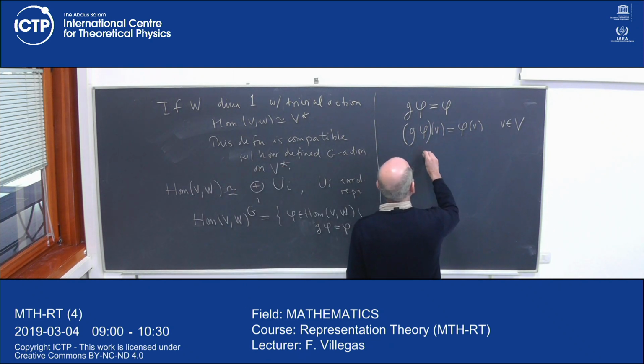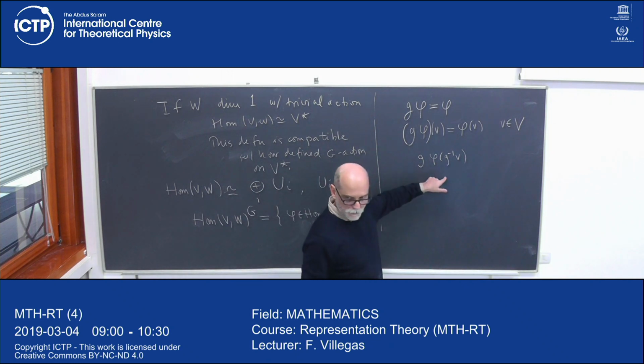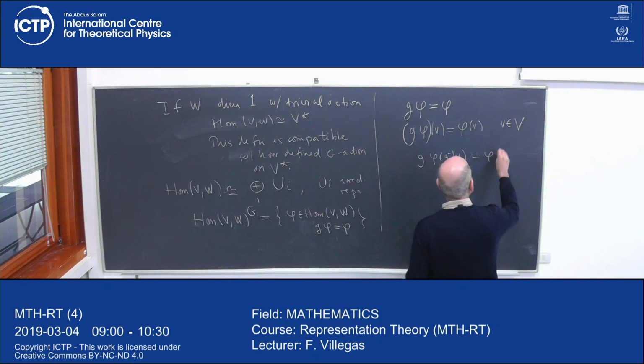Now G of phi on a V is G of phi of G inverse of V. For now the symbols mean a different thing. This means G acting on the vector W, whatever image of phi is. So we want this to hold for every V.